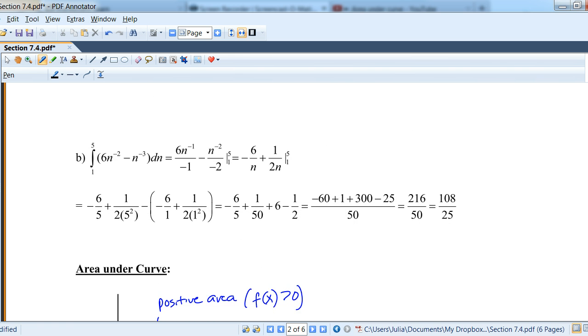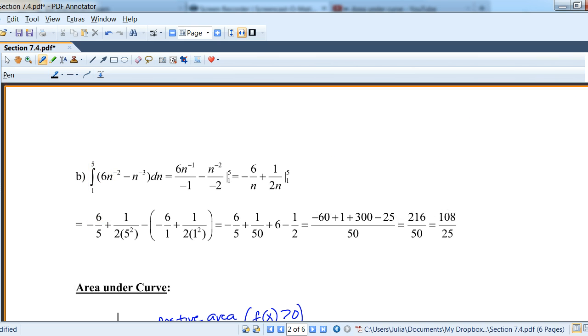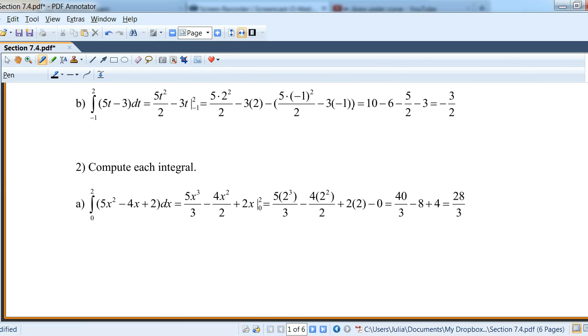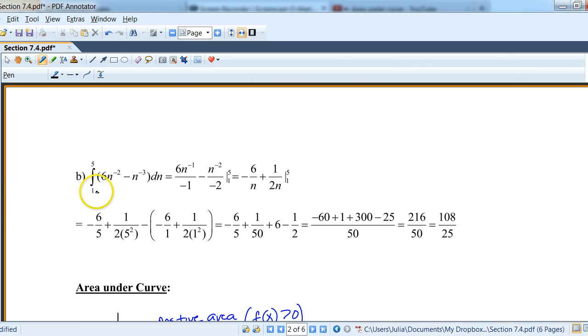Okay. Same idea. Here we have an integral. This is the last example we'll do before we do area under the curve again. Sorry, let me get back. So let's focus. If it's from 1 to 5, it's 6n to the negative 2 minus n to the negative 3. So with negative exponents, just as before, we'll get 6n to the negative 1 divided by negative 1, minus n to the negative 2 divided by negative 2, and that's evaluated from 1 to 5.